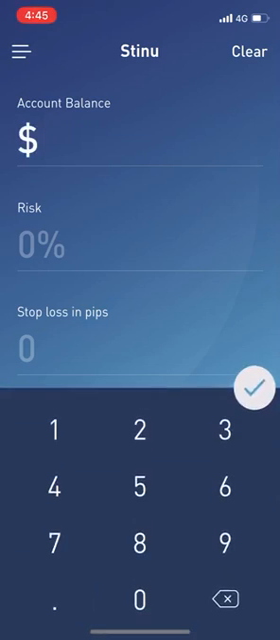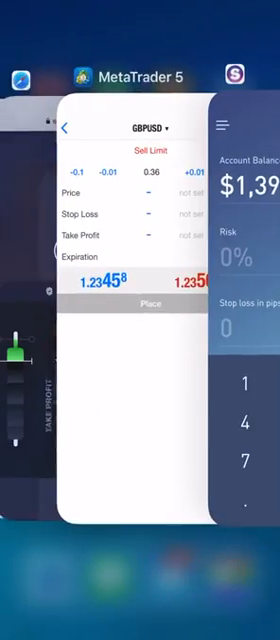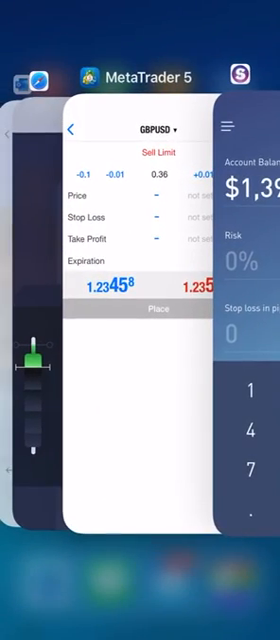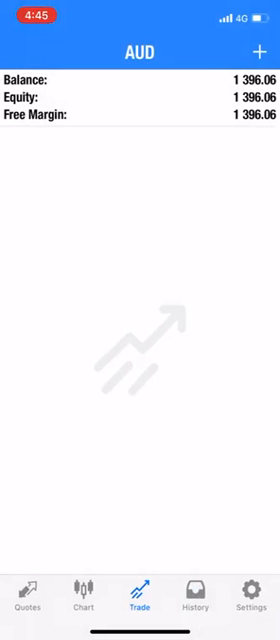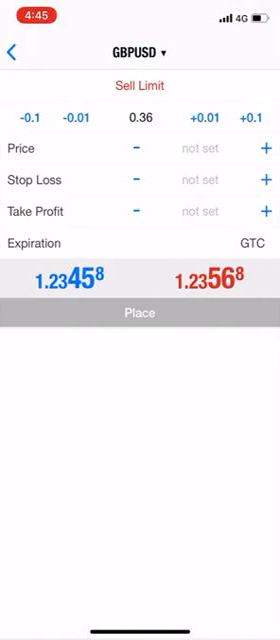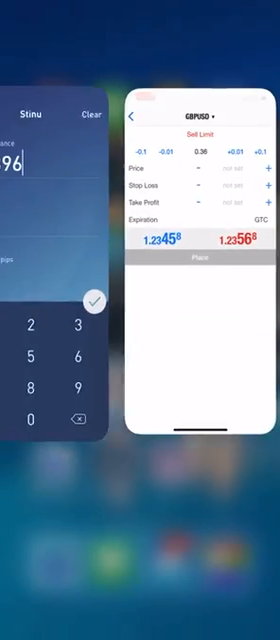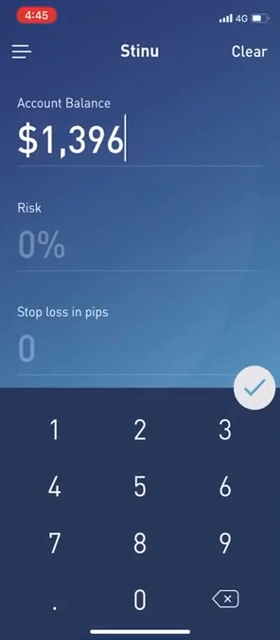So I'm going to put, first of all, the account balance. If you remember, it was 1,396. Let's make sure this is what it was. Okay, so I'm going to go back. Yes, 1396. Okay, now the British pound, US dollar, it's a sell limit, so 0.36. Now the level of risk that we are told to use is 3%.